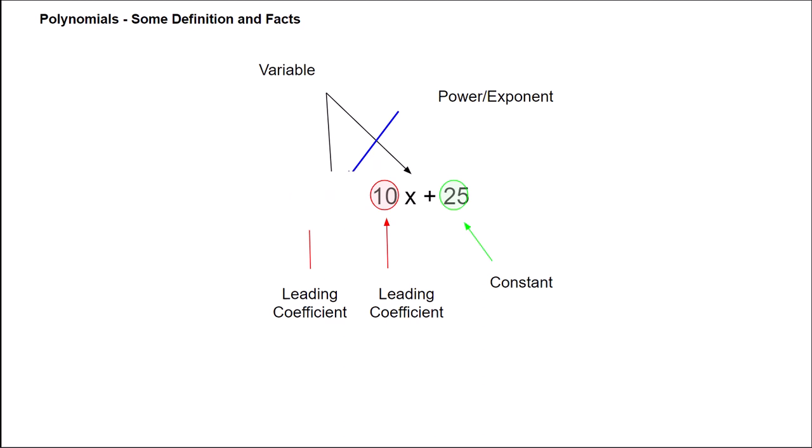If we were to eliminate 4x squared from this expression, we would have 10x plus 25. That's still a polynomial, but in this case we have 4x squared plus 10x plus 25, and that meets the definition of a polynomial as well.